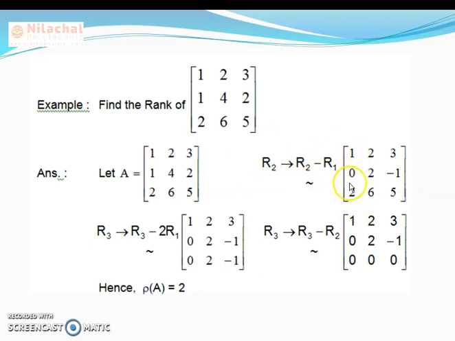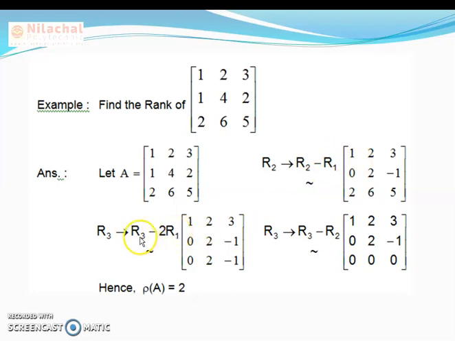Then come to this position, which must also be equal to 0. That will be converted to 0 by the help of R1 only. This belongs to R3, so it will be written as R3 change. In R3, here is 2, and in R1 here is 1. So the same value must be there, that means you have to multiply R1 by 2. So we will write R3 minus 2R1.